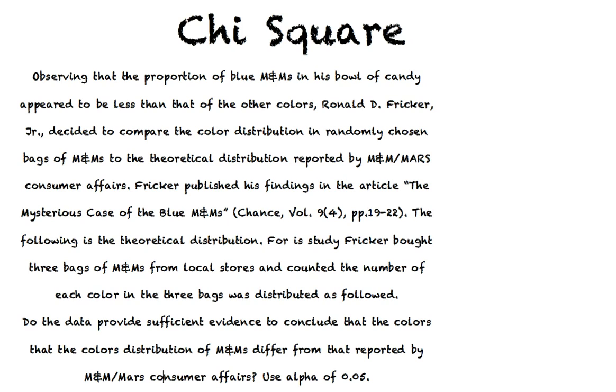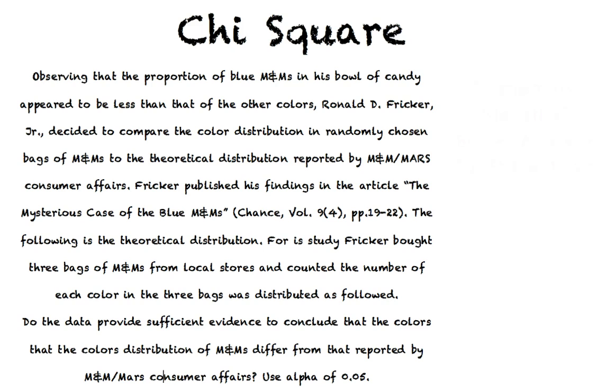The following is the theoretical distribution. For his study, Fricker bought 3 bags of M&Ms from local stores and counted the number of each color in the 3 bags, which was distributed as follows. There is a frequency table. Keep going and we will look at the second table later too. Okay. Do the data provide sufficient evidence to conclude that the color distribution of M&Ms differs from that reported by M&M Mars Consumer Affairs? Use alpha of 0.05.